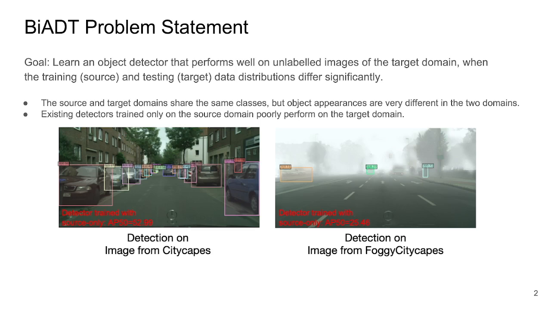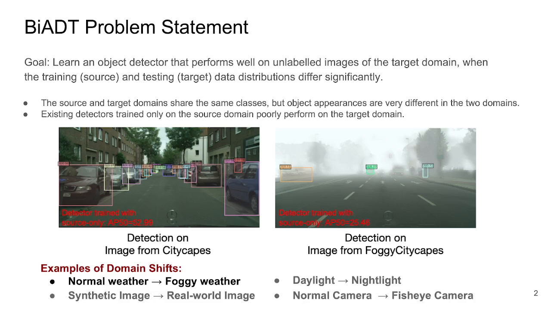As we can see from this example, the detector trained on a clear weather dataset misses a lot of objects in the detection on this left foggy weather image. This performance degradation is caused by the domain gap between the training and the testing datasets. In this scenario, the domain gap is from normal weather to foggy weather. Some other common domain shifts are synthetic image to real-world image, daylight to night light, normal camera to fisheye camera, and so on.